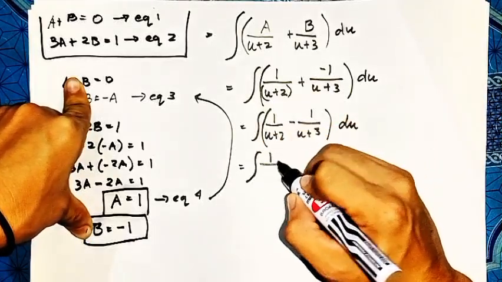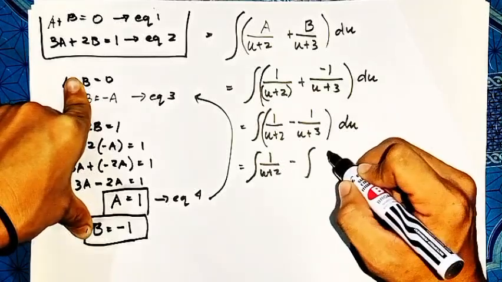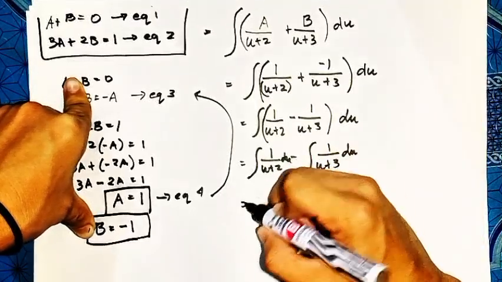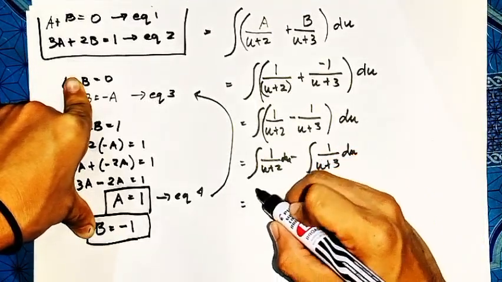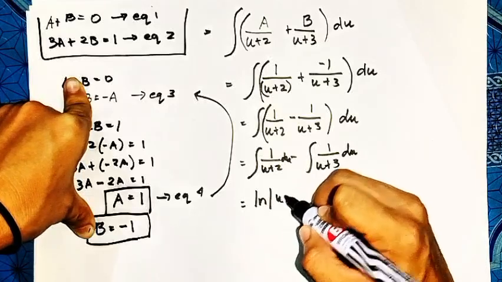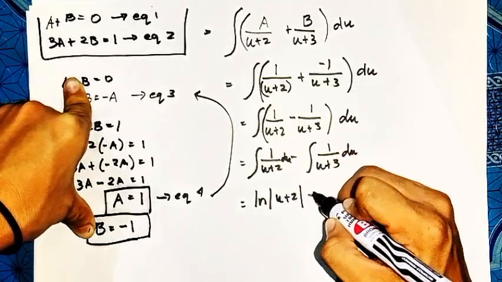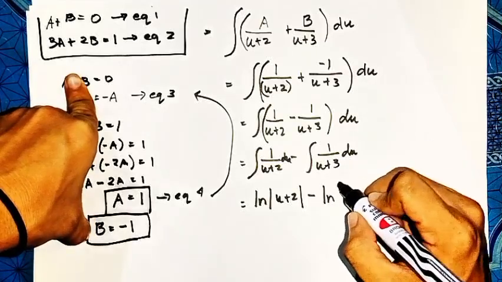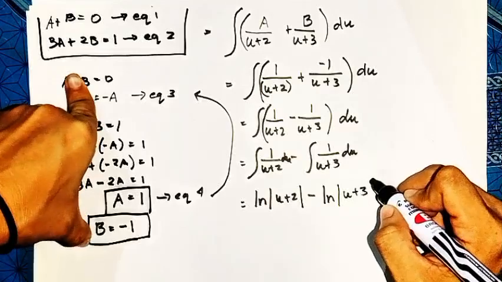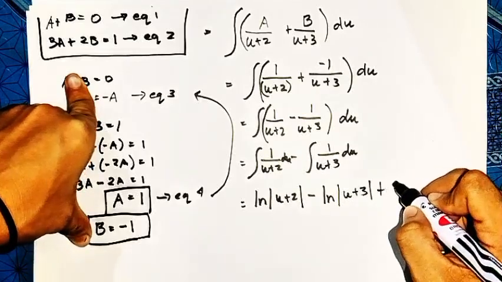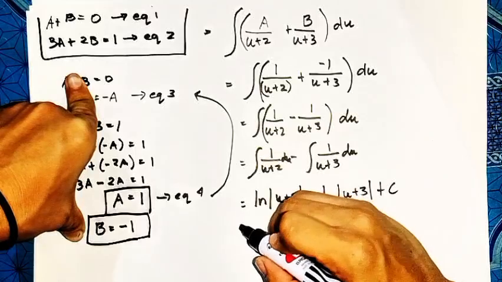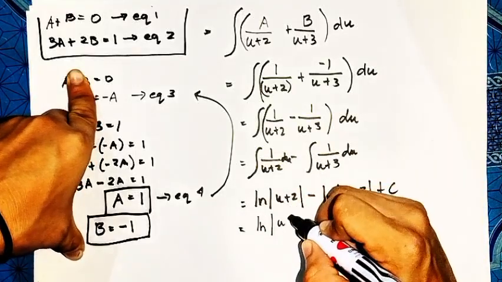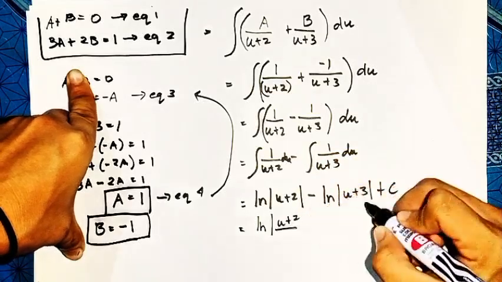So the integral of 1 over u plus 2, minus the integral of 1 over u plus 3. Don't forget the du and du. So the integral of 1 over u plus 2 du is simply ln of u plus 2, minus the integral of 1 over u plus 3 du, which is simply ln of u plus 3, plus C, since the integral of du is plus C. Next, since it is subtraction, it can be rewritten as ln of u plus 2 over u plus 3.